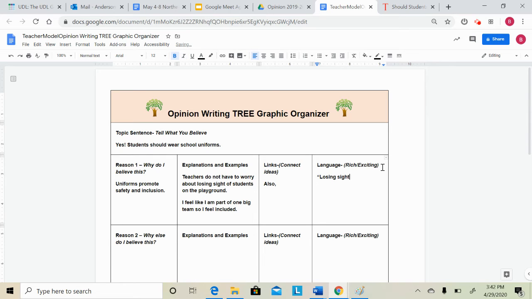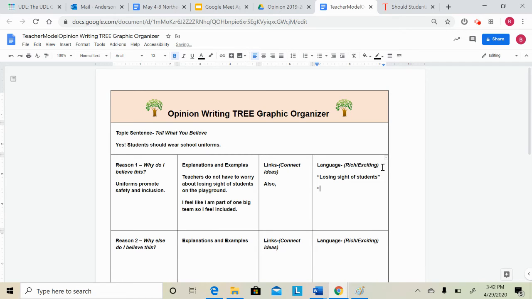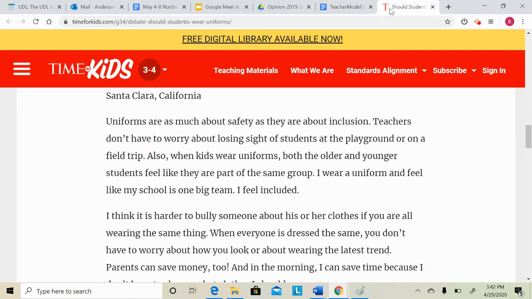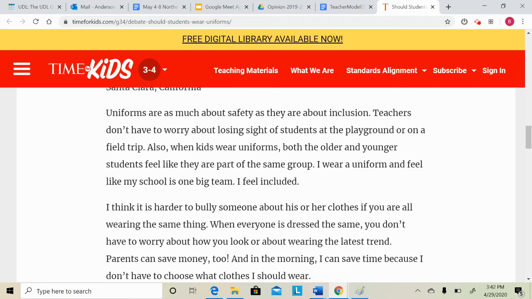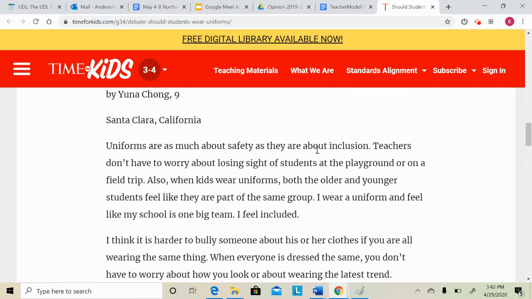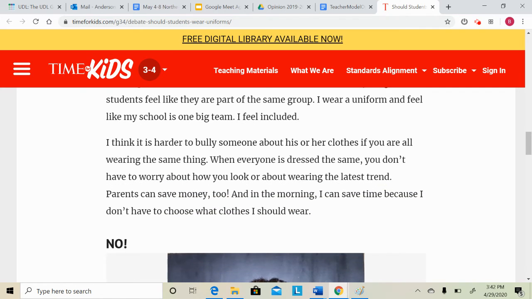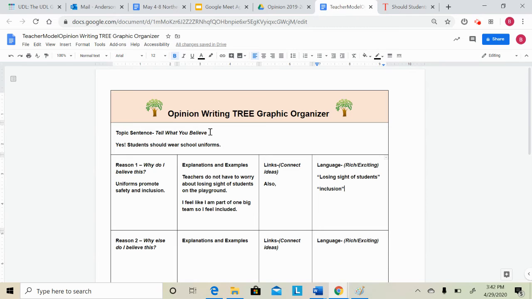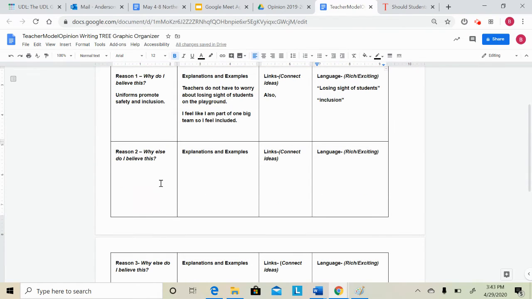"Losing sight of students." Another one could be, I liked her word "inclusion." I thought that was rich language because it's exciting and a little bit different. I think that's it for that. We're going to do one more paragraph together right now. So this was one of Yuna's reasons. Another of her reasons was that she thinks it is harder to bully someone about his or her clothes if you are all wearing the same thing. So let's go and write that here.